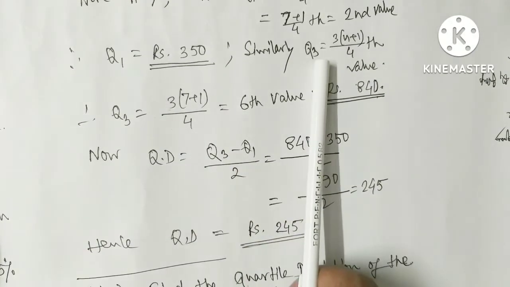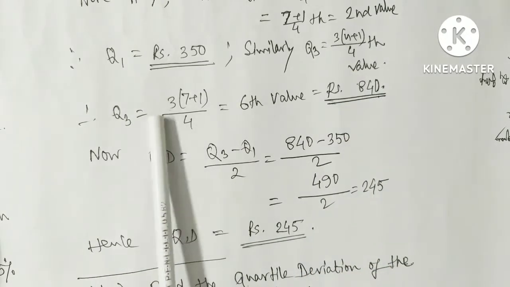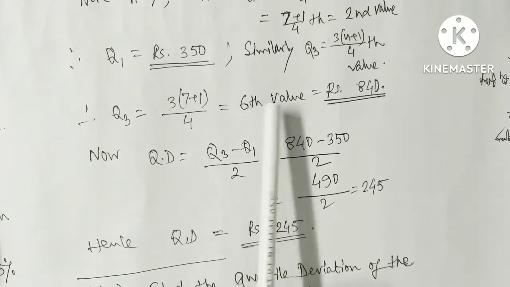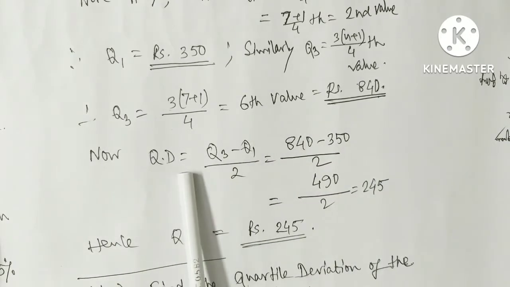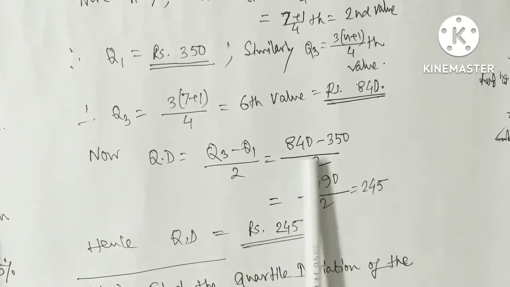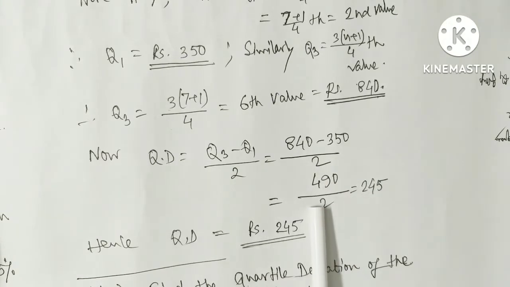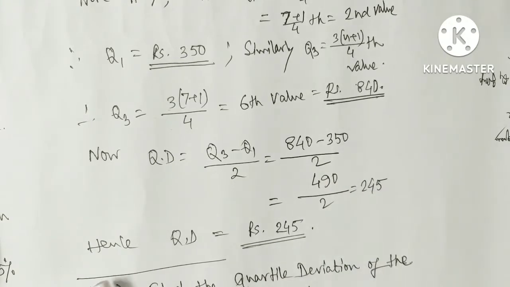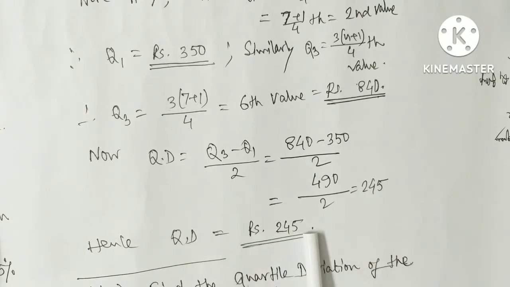Similarly, quartile 3 is the 3 times (n plus 1) by 4th value, that is the 6th value, that is 840. Quartile deviation equals (Q3 minus Q1) by 2 equals (840 minus 350) by 2, that is 490 by 2, that is 245. Hence quartile deviation is rupees 245.